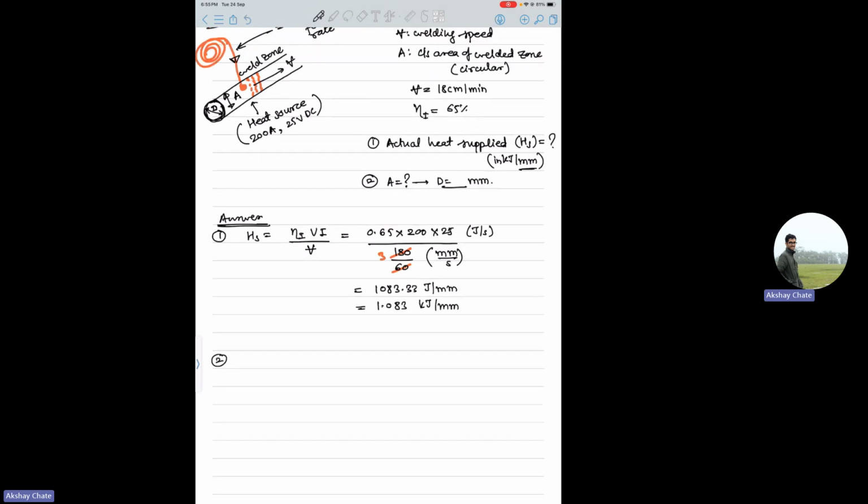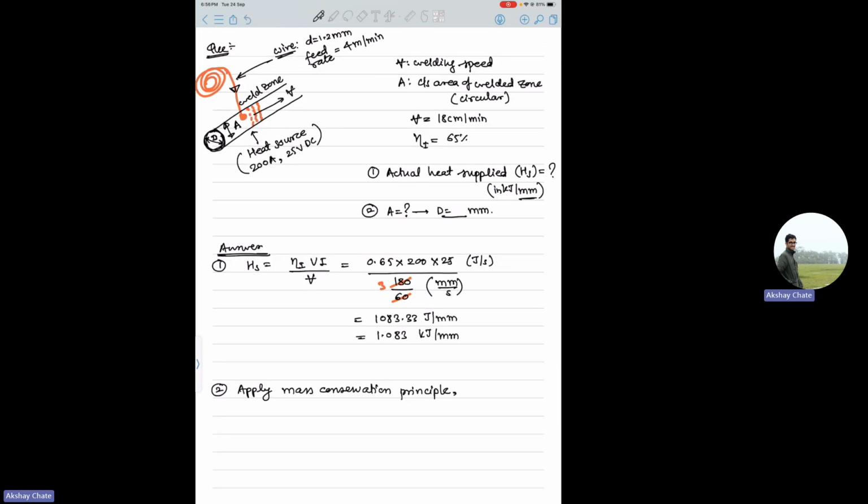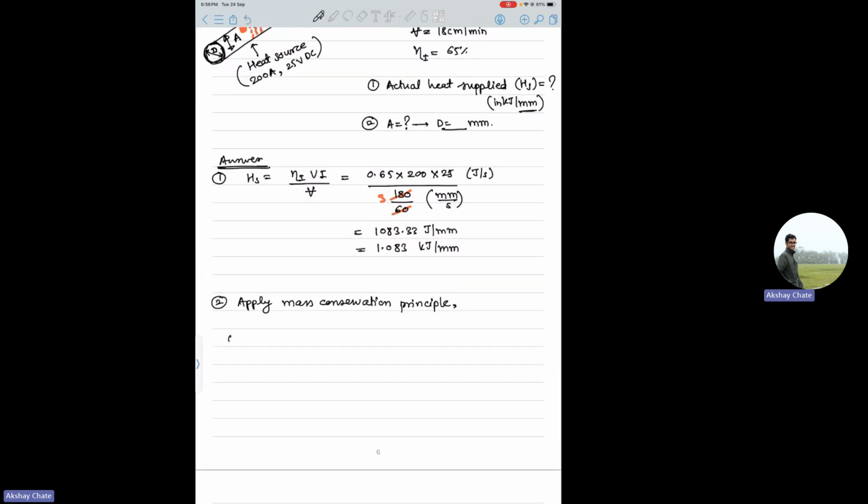And the second part is this one. Here you have to apply the mass conservation principle, because whatever is the mass of wire coming in through the feed for welding has to be equal to the increase in the mass of the weld pool.